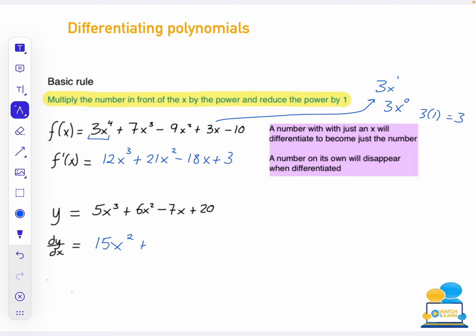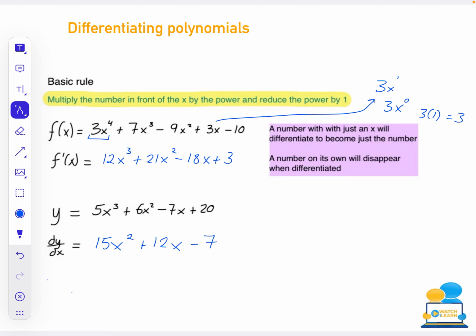When you try and finish it off, I'm going to give you a second to try and finish it and then I will fill in the last 2 bits. Okay, so 6x squared, multiply the 6 by the 2, that's going to give me 12. Reduce the power by 1, that'll be x to the power of 1. You usually don't write to the power of 1, not technically wrong if you do. Then minus 7x will just differentiate to minus 7. And then 20 is just gone.